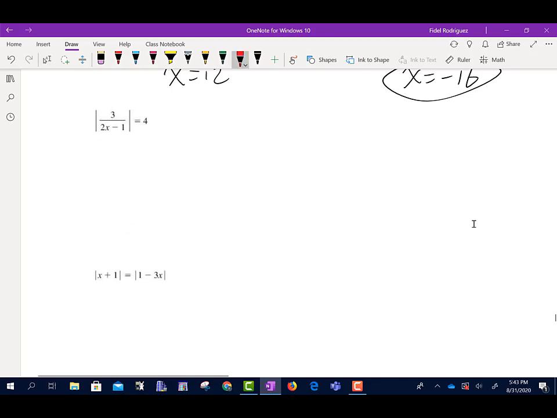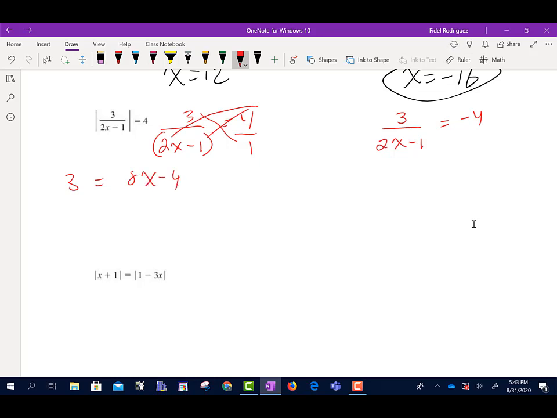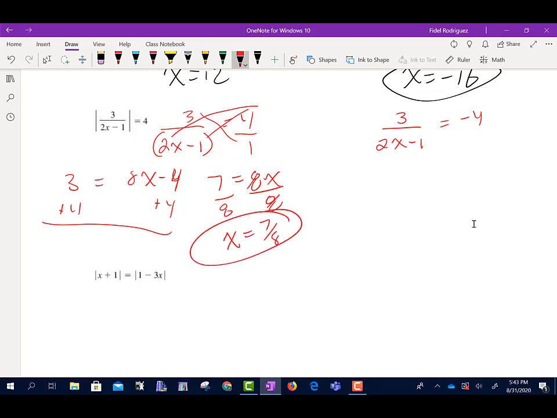Alrighty. So we'll do this one exactly the same way. 3 over 2x minus 1 equals 4. And 3 over 2x minus 1 equals -4. Guys, I'm going to think about this as 4 over 1. And when I have one fraction equal to another, I can cross multiply. So 3 times 1 is 3. I'm going to take 4 times all this stuff here. That's going to be an 8x minus 4. Okay, so I'm going to add 4 to both sides. And I get 7 equals 8x. We'll divide by 8, and x is equal to 7 over 8.